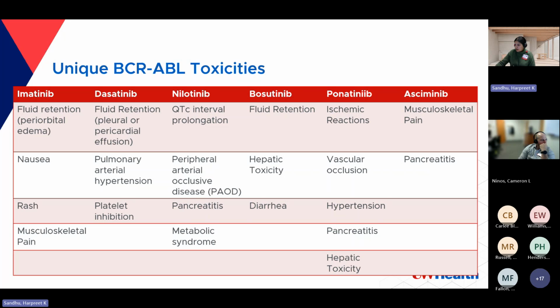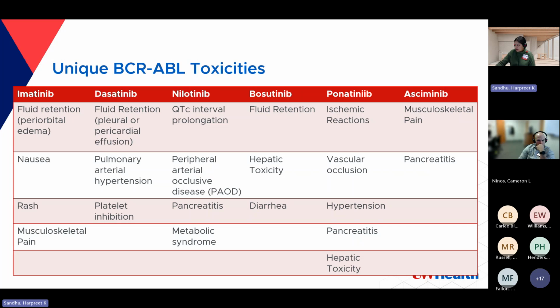For nilotinib, this one can cause QTc prolongation. So we do get baseline EKGs and then also periodically thereafter. And then the package insert does have recommendations for dose adjustments for QT prolongation. And then other cardiac toxicities unique to nilotinib would be peripheral arterial occlusive disease. And then there's also a risk for pancreatitis and metabolic syndrome with this one.